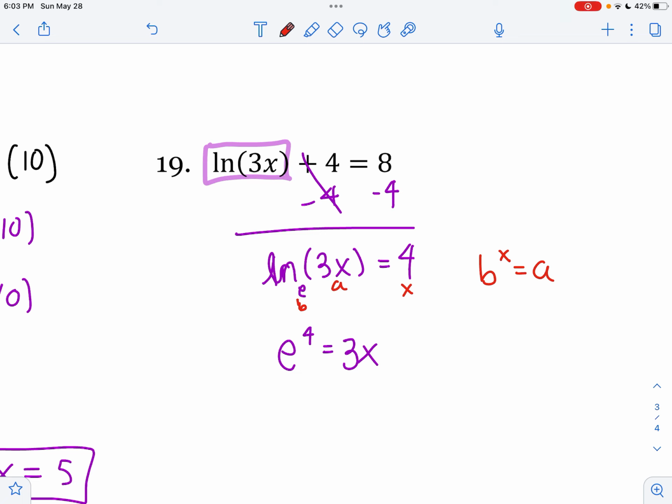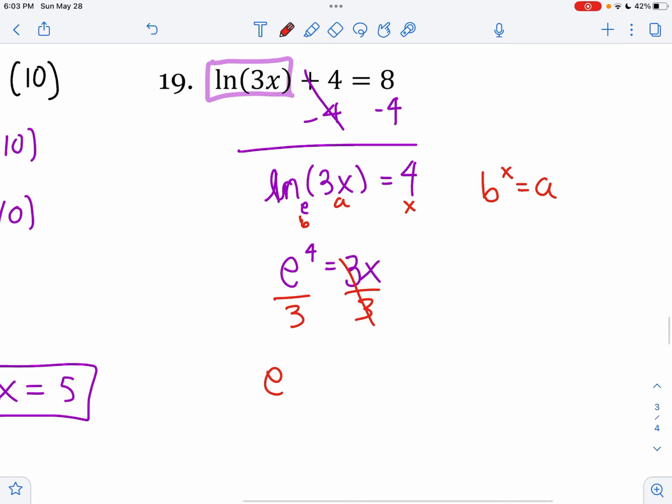Let me check on my calculator. e to the 4th is 54.598. Okay, and then I'm going to divide. Let me do this first. I'm going to divide by 3. So in my calculator, I'm going to write e to the 4th over 3 equals x.